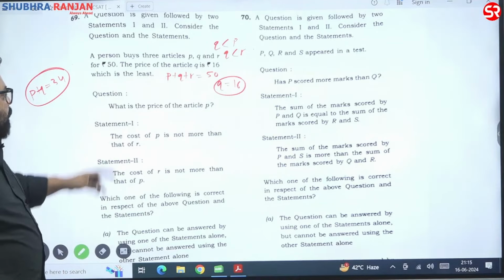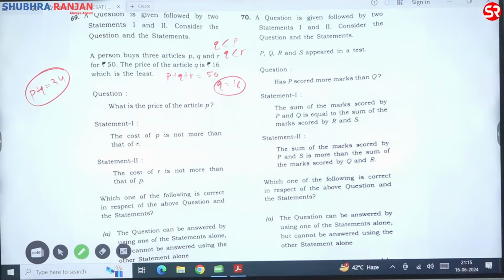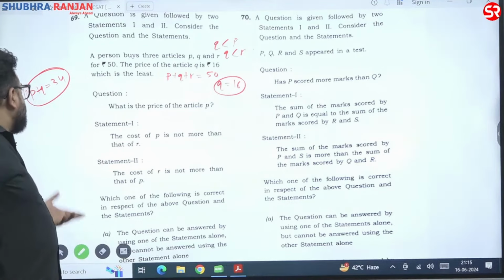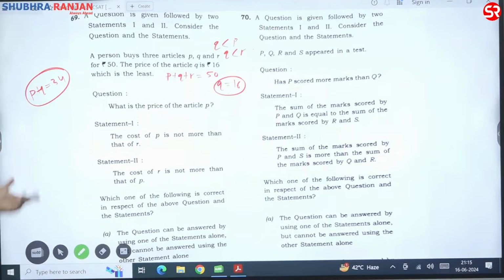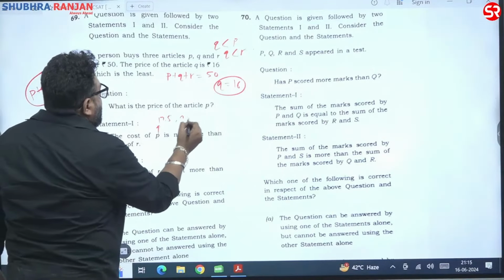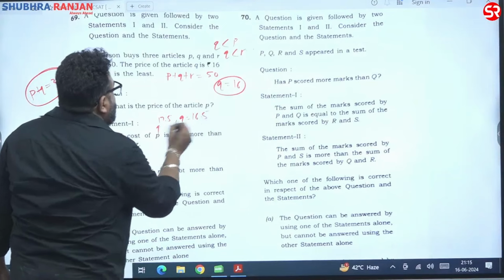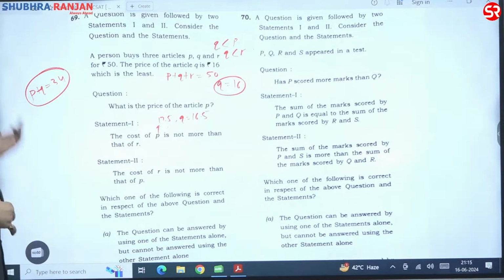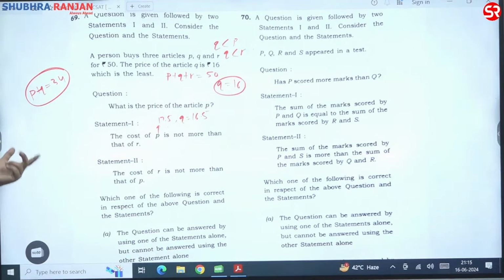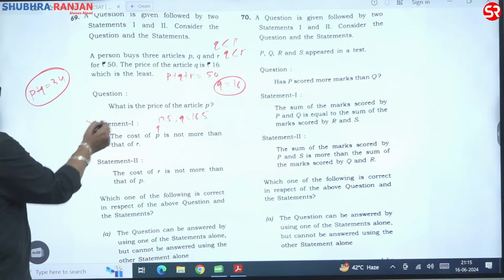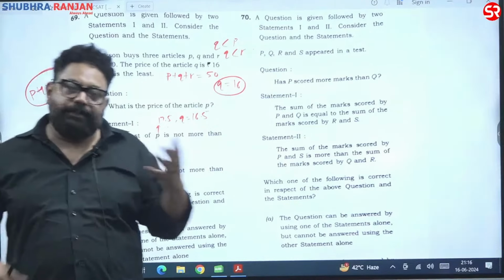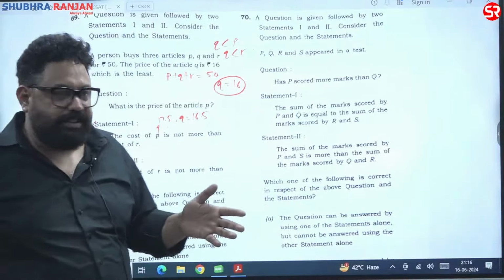So he says the cost of P is not more than R. So cost of P is not more than R is possible. For here it is possible. Right? I say P is equal to 17.5 and R is equal to 16.5. 17.5 plus 16.5 is 34. So cost of P can be greater than, right? Why not? So first is not giving you answer. I hope you have understood this, right? The values of P and R can be fractions as well, right?